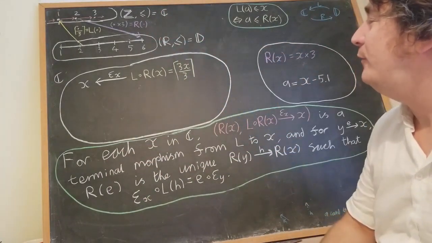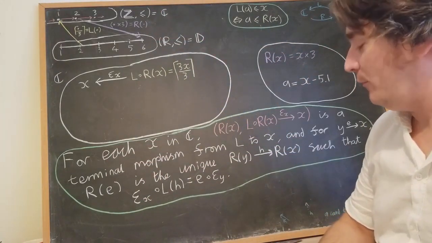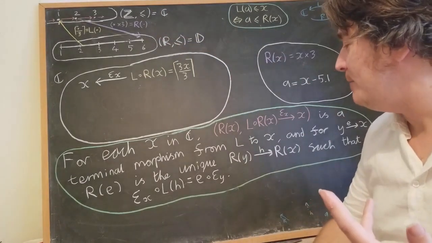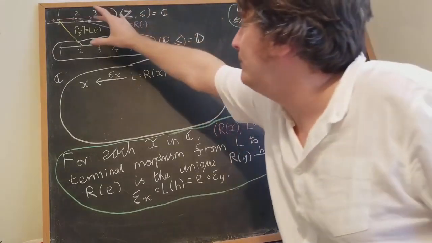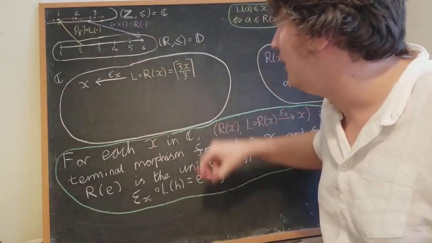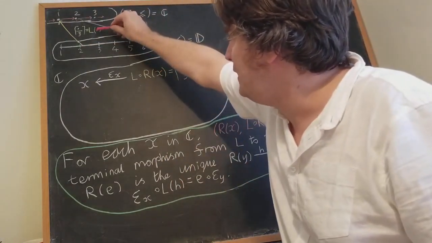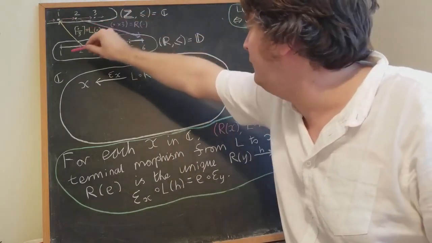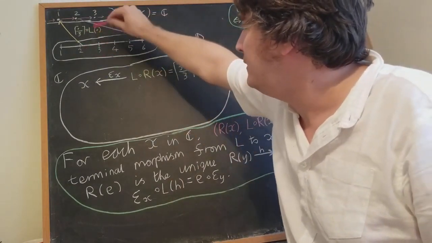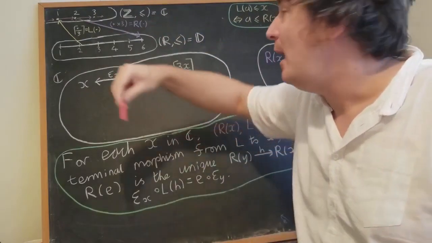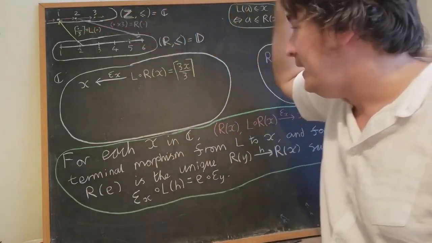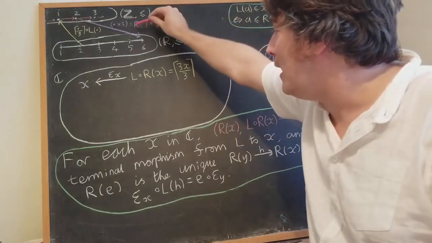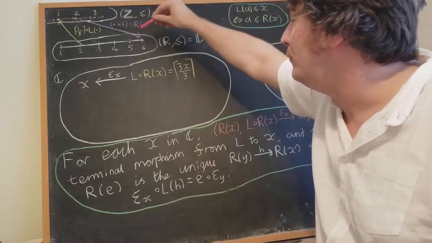Okay, so the way I want to think about this is that, let's say we know about L. Okay, we know about this function here, which takes a real number, divides it by 3, and rounds it up. And what we want to do is find the right adjoint of that functor.